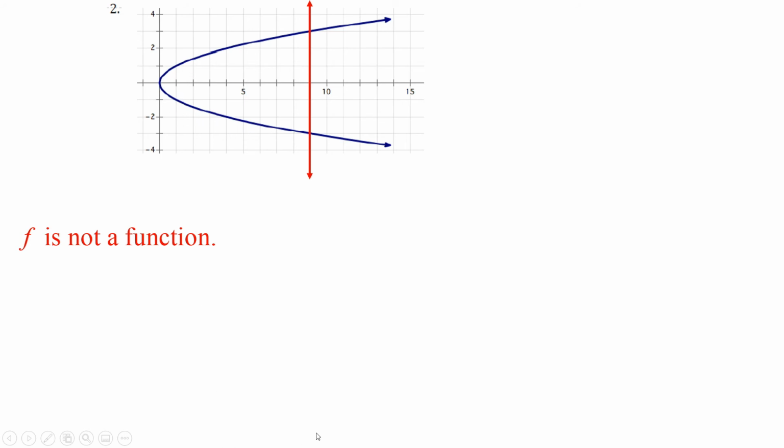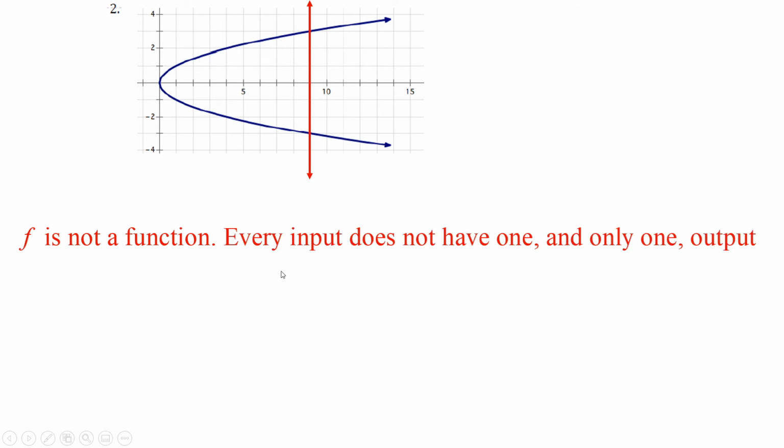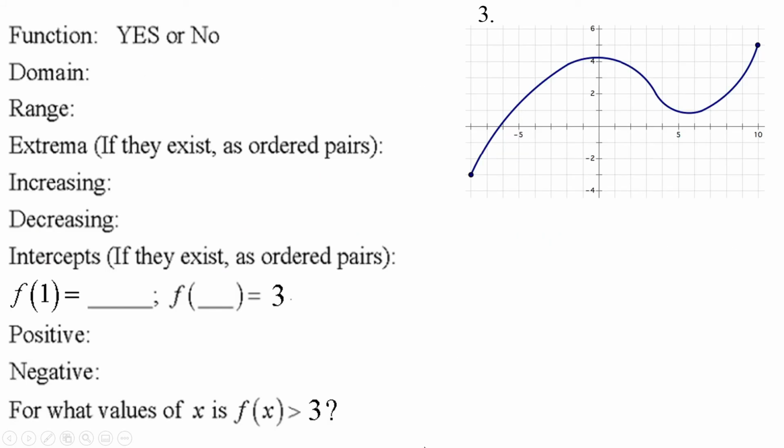And the reason is the definition of function is every input has one and only one output. And if you look at where I drew this vertical line at x equals 9, it looks like there's an output of -3 and +3. So this graph is not a function because every input does not have one and only one output. Or you could just say, does not pass the vertical line test. All right, let's move on to number 3 then.